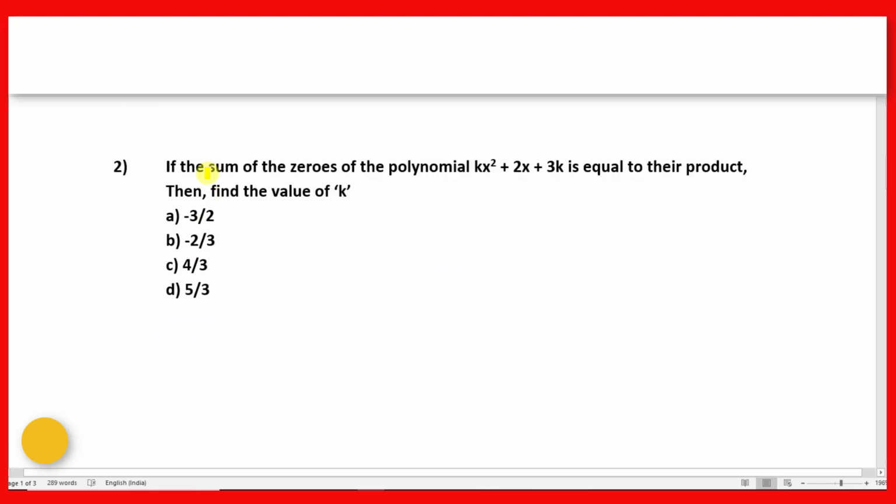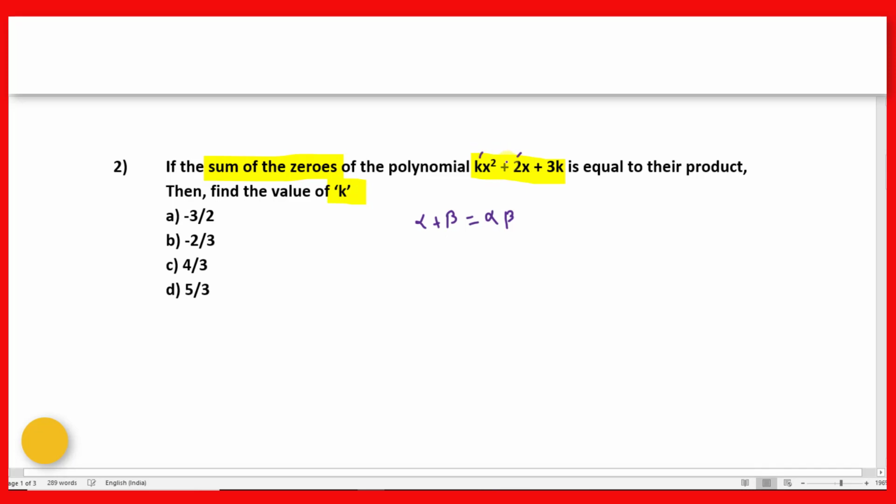Now another question is on the screen. If the sum of the zeros of the polynomial kx square plus 2x plus 3k is equal to their product, then find the value of k. See friends, here it is said that the sum of the roots of the given polynomial, that is alpha plus beta, is equal to alpha beta. It is said that the sum of the roots is equal to the product of the roots, and this is the equation.